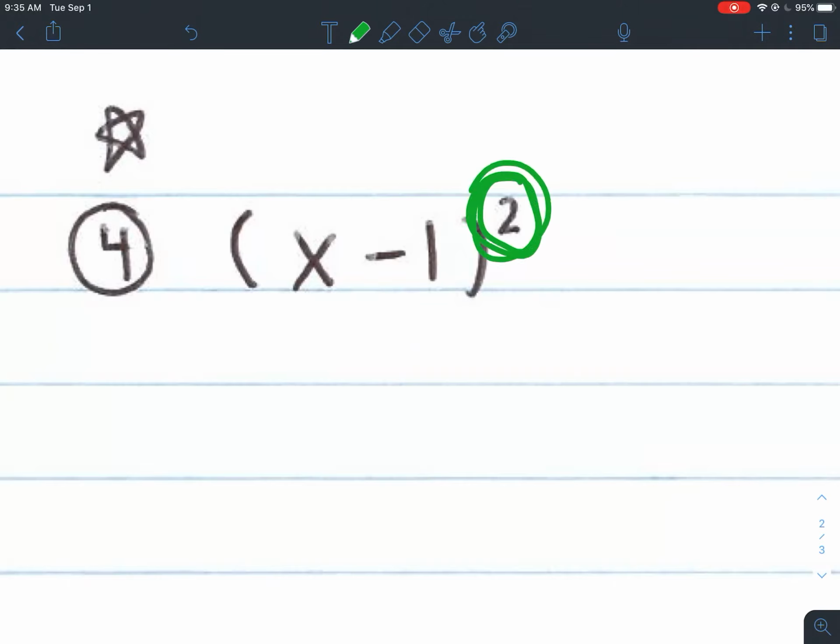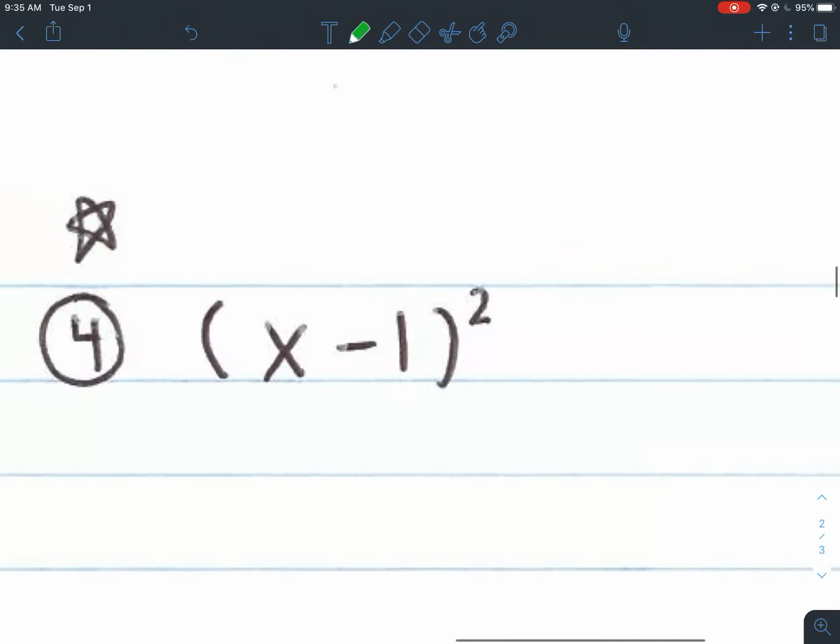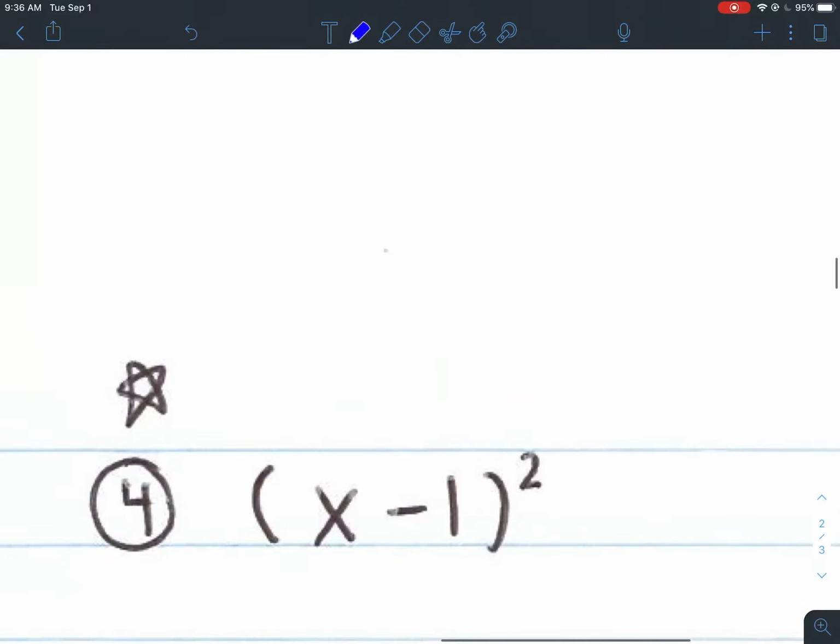So sometimes when people see this exponent out here, their first instinct is to distribute. They want to distribute this. That is incorrect. I can prove it to you why it's incorrect. Okay? So I'm going to use real numbers, okay? I'm going to use real numbers here.